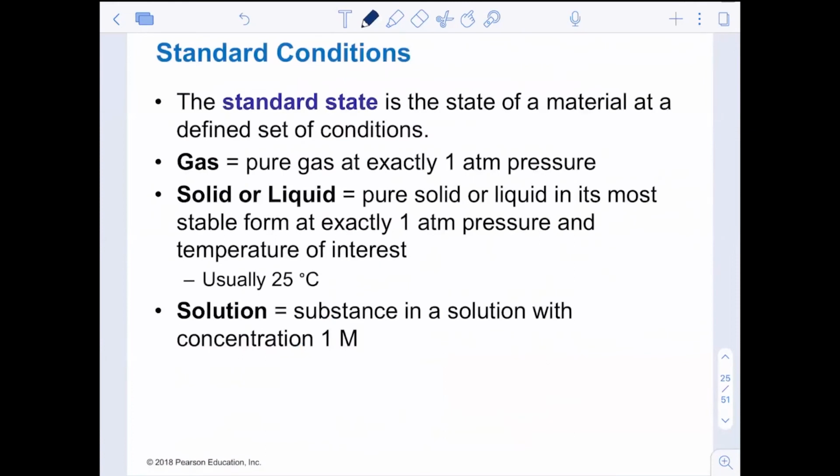All right, we're going to talk about what a standard condition is again real quick. We remind ourselves of standard enthalpies. We have standard entropies as well. So just as we had delta H with the little standard, delta S also appears in the standard state. Gases means it's a pure gas at 1 atm. Solids or liquids means it's a pure solid or liquid in its most stable form at 1 atm and 25 degrees Celsius, and a solution of 1 molar. These are all different states that we would have to consider: what's the standard state of that solid, liquid, gas, or solution.